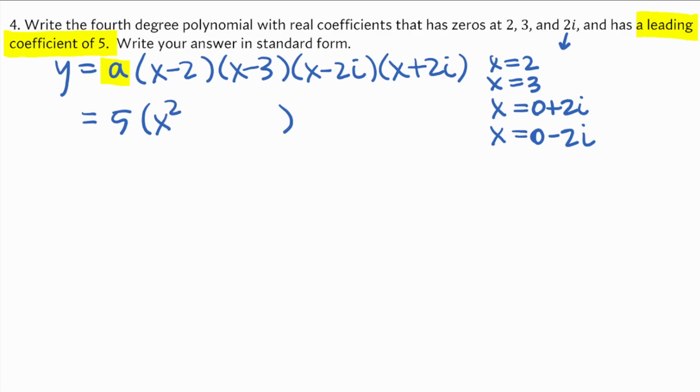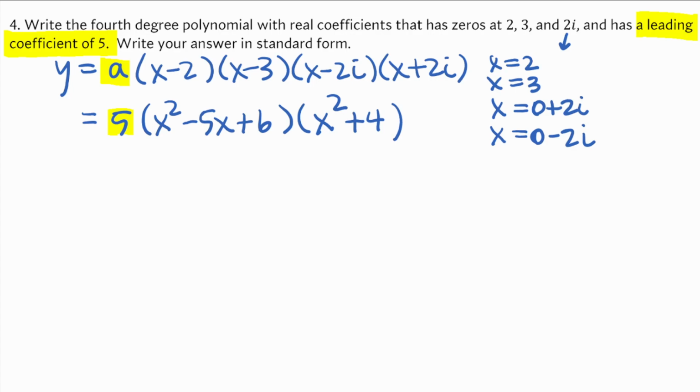Okay, so it's going to be 5 times, and maybe I'll distribute these two, so I'm kind of unfactoring. It's going to be the sum of the two numbers here, negative 2 plus negative 3, which is negative 5x, and the product is positive 6. And over here, this is going to be a difference of 2 squares. It'll be x squared minus, if I take 2i and multiply it by 2i, I get 4i squared, so it's going to be minus negative 4, x squared plus 4. Can't be x squared minus 4 because we know that factors into x plus 2 and x minus 2 without the i's.